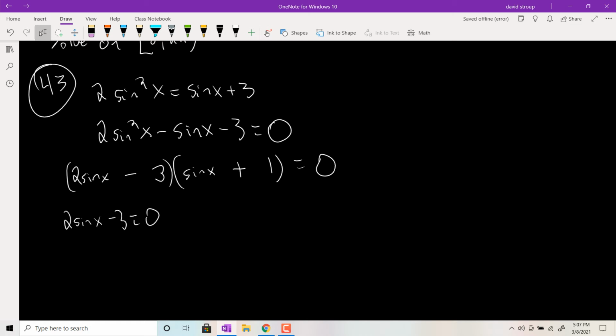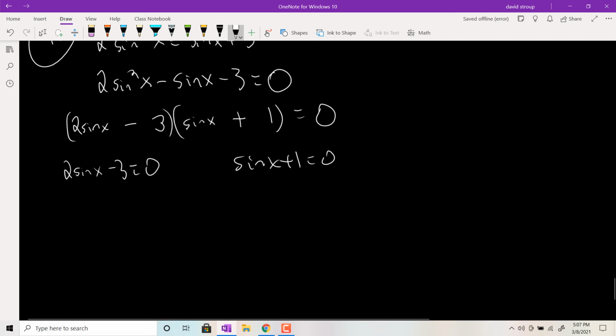From this point, you end up with 2 equations for the price of 1, right? So you get 2 sine x minus 3 is 0, and you also get sine x plus 1 is 0. And then we have to solve these. The first one, we have 2 sine x equals 3, and then sine of x equals 3 halves. That's an issue because the sine of x function is wedged in between 1 and negative 1. It's because of the amplitude. So sine of x can never equal 3 halves. So here there are no solutions.